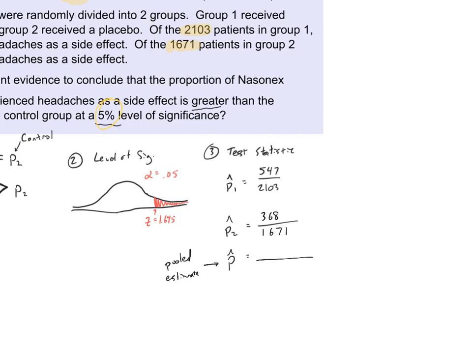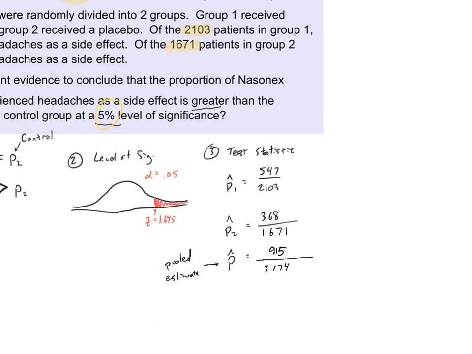And that is, let's see, I'm going to add 547 plus 368, and you get 915. Oops, there's a 1 in there. 547, 36, yep. 2103 plus 1671 equals 3774. Okay, so there's my three proportions.